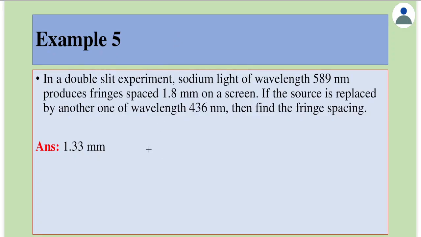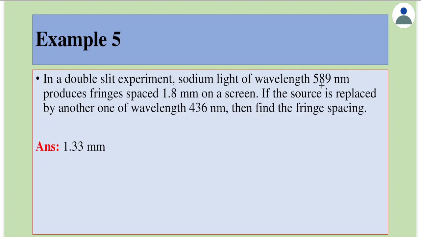Example 5 says, in a double slit experiment, sodium light of wavelength 589 nanometer produces fringes spaced 1.8 millimeter on a screen. See, in sometimes questions, the words fringes and bands are interchanged. Don't get confused here, because some textbooks or some books will write bands as fringes and vice versa. So don't get confused.